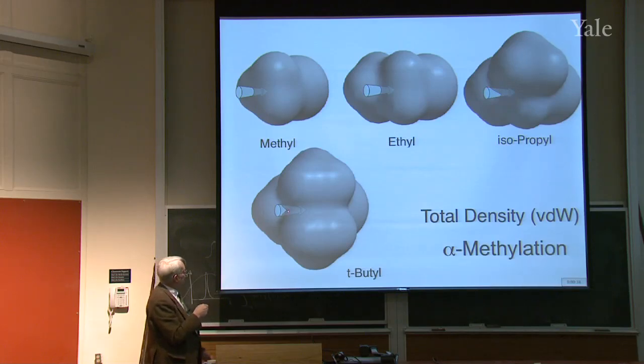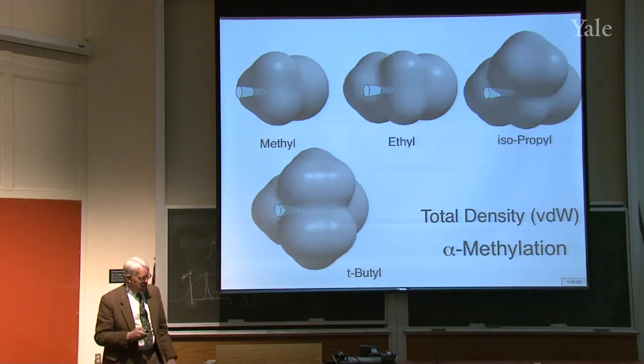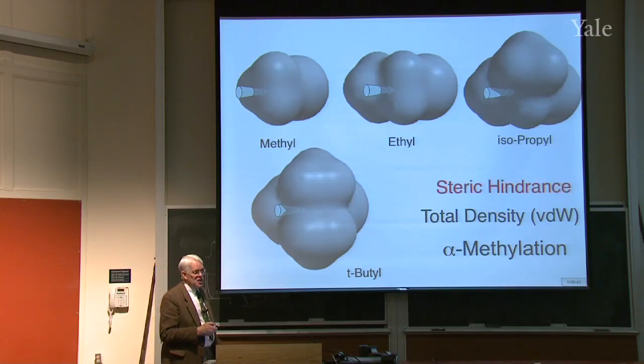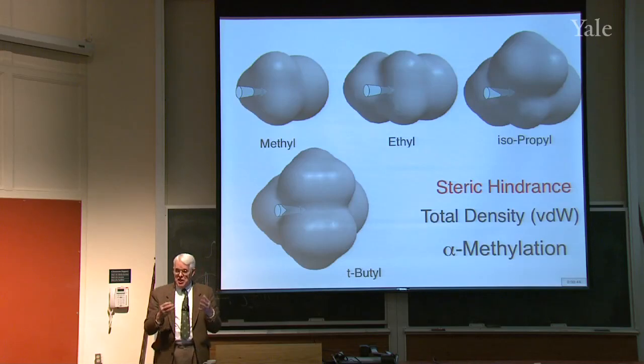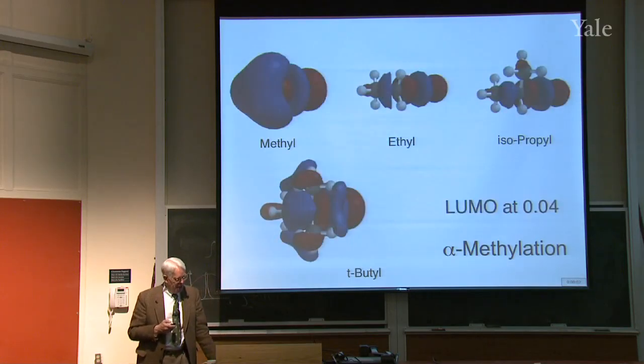But this one is a much bigger factor because you just can't get there now when you have 3. So the third one is what really stops it. And this is called steric hindrance. The space gets in the way, right? So that's the effect of alpha methylation.